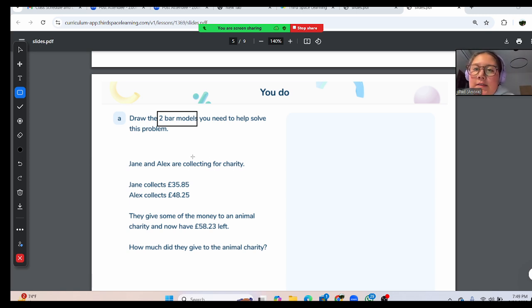Jane and Alex are collecting for charity. Jane collects £35.85. Alex collects £48.25. They give some money to the animal charity and now have 58 pounds and 23 cents left. How much did they give to the animal charity? It's easy.